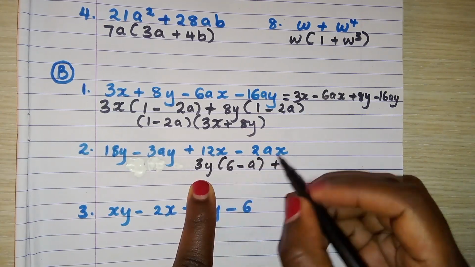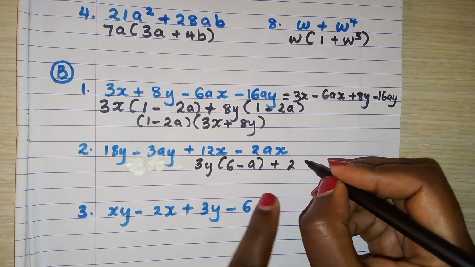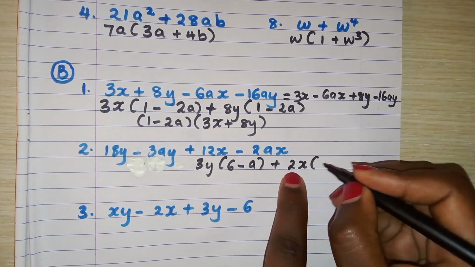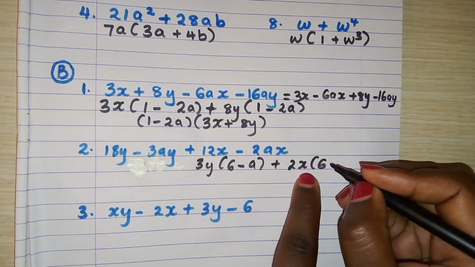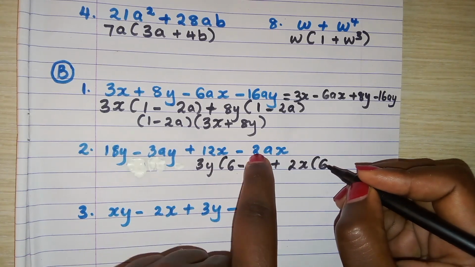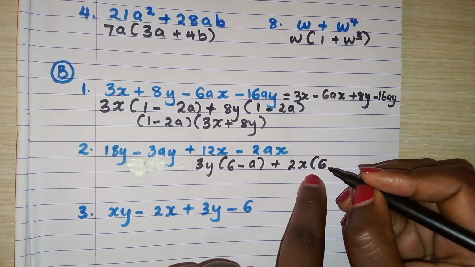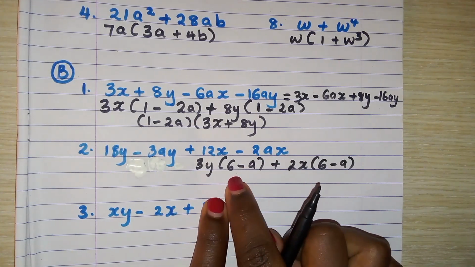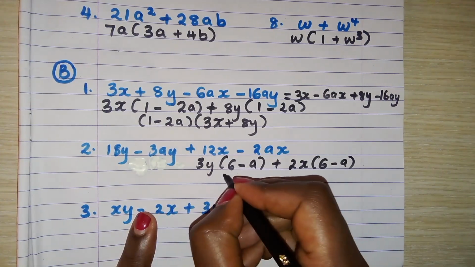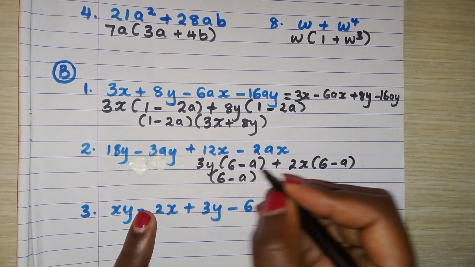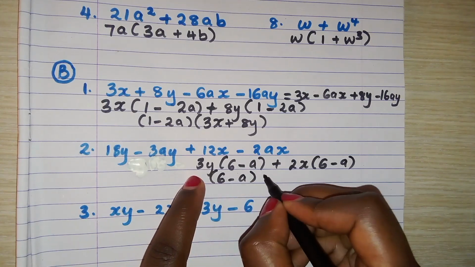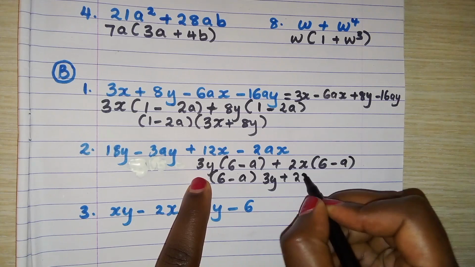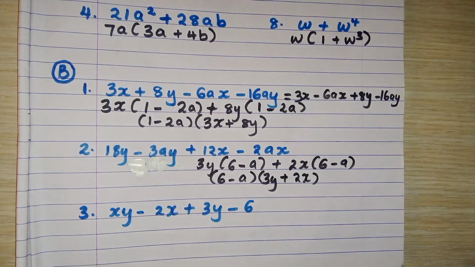Common factor for 12 and 2 is 2, and then x, because you have x and x. Then 12 divided by 2 is 6, x is there, and then 2 divided by 2 is 1, x divided by x is 1, then you are remaining with a. And once again, this one is the same as that one, so you just take one of them. Then the numbers outside the bracket, you combine them together with the sign, so plus 2x.